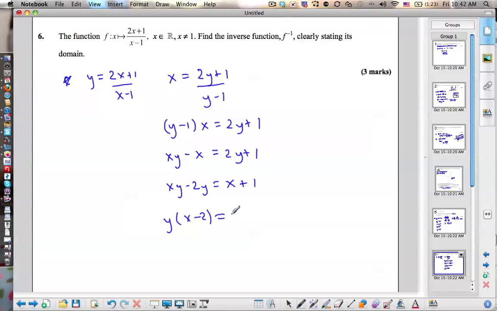I think you know where we're going now. And then y equals x plus 1 over x minus 2. Okay, so there's our inverse.